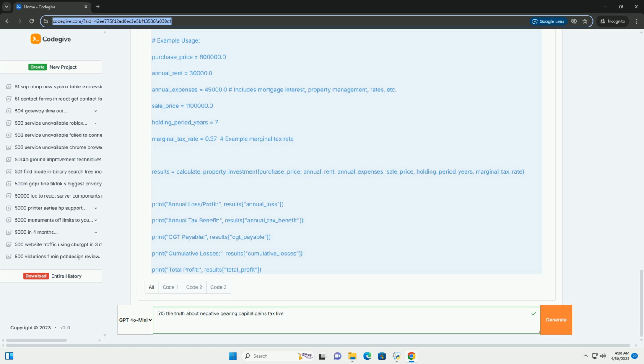Vacancy periods. The code assumes the property is rented out for the entire year. Vacancy periods, when the property is vacant, will reduce rental income and therefore the tax benefits. Renovations and improvements. Renovations and improvements can increase the cost base of the property, which can reduce the capital gain when you sell it. They also impact depreciation. Borrowing costs. Loan establishment fees can be added to the cost base. Interest rate fluctuations. Interest rates can fluctuate, making a significant impact on expenses.